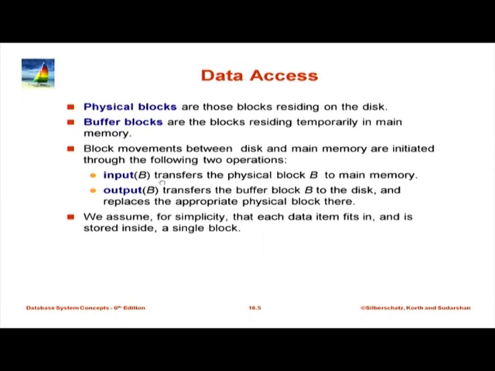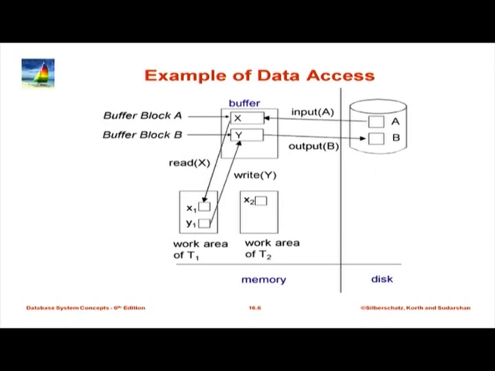But the in-memory block is copied out to disk when an output B operation happens. The output operation transfers the block B to the disk and overwrites whatever was there on disk earlier. So input and output are the two operations that affect the disk contents or the stable contents. Reads and writes are assumed to happen in memory.